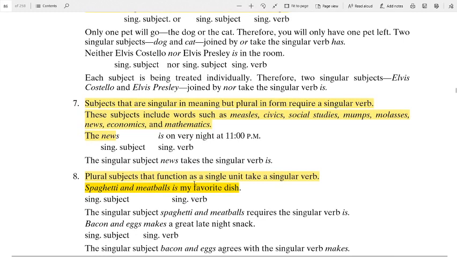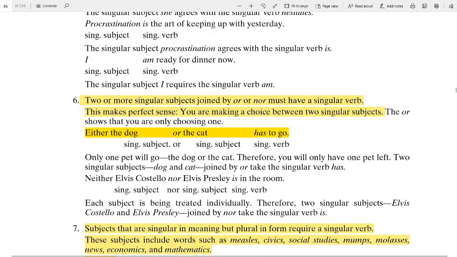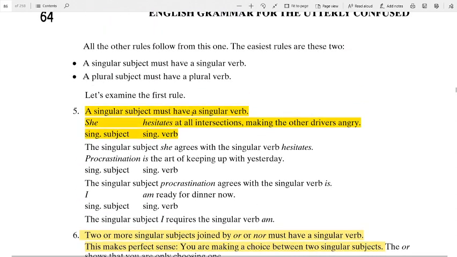If two singular units are joined with and but referring to a single unit, that should be treated as singular. Words which are plural in form but singular in meaning should be treated as singular. If you are joining two or more subjects with either/or or neither/nor, that should be treated as singular. And a singular subject should be treated as singular, that is usual.